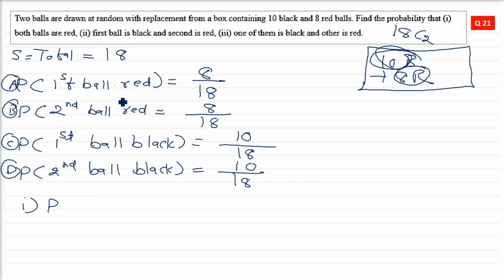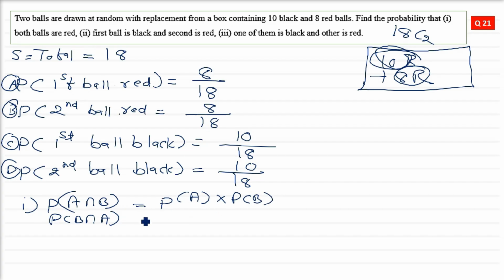Both balls are red. So A intersection B, B intersection A, same thing. These are independent even. So we are talking about both balls are red. So A intersection B, PA into PB, PA is 8 by 18, PB is 8 by 18. So you get 4 by 9 and 4 by 9. 4 4s are 16, 9 9s are 81. So when you cancel this out or simplify it, it's going to be 16 by 81. So this is the result of the first one.